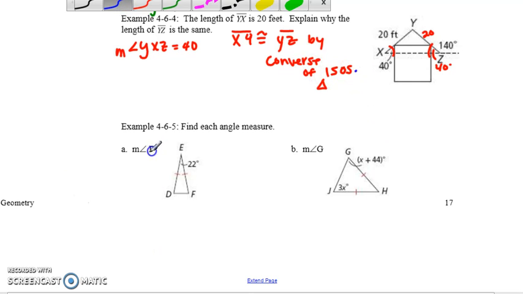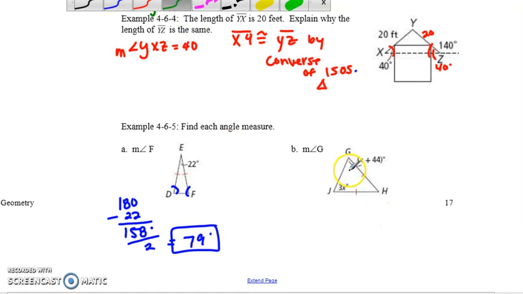All right, so down here, find F. Well, if that's 22 and these two sides are congruent, then these two angles are congruent. And we can go ahead and subtract 22 from 180. And that is going to give us 158 for these two congruent angles. So we're just going to split that in half. And that is going to give us 79.